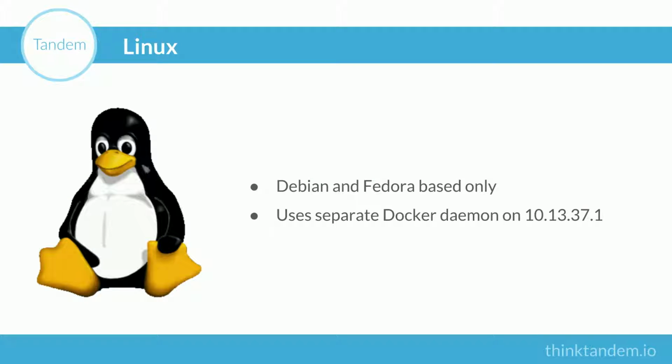And then this works on Linux as well. One of the nice things about Linux is we don't need any sort of virtualization layer because Docker runs natively on Linux. So it only works on Debian and Fedora-based Linux distros. So if you have Ubuntu or Mint, it would work on those. If you have Fedora, it would work on that. I think on Red Hat, it would work for that. And if you're already using Docker on Linux, we actually spin up a whole separate Docker instance, so you can run them both side by side.